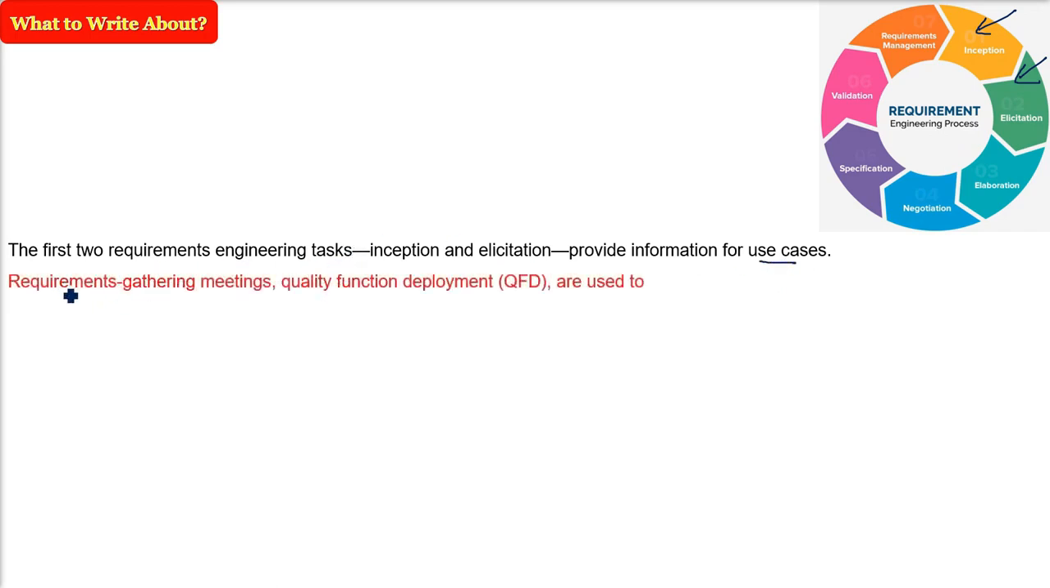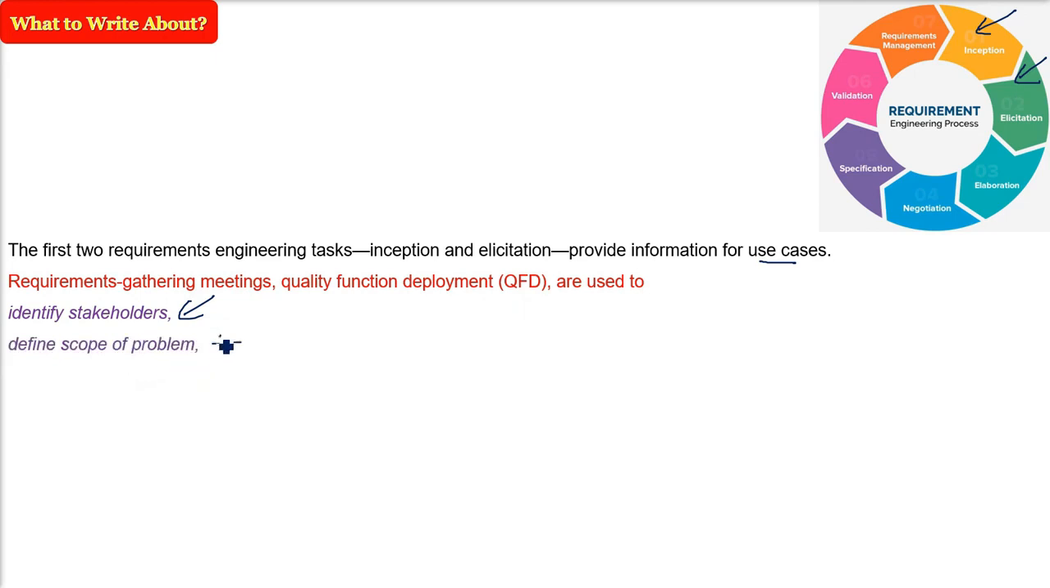Along with this, there are other methods we discussed, that is the requirements gathering meetings. Then we have QFD, quality function deployment. This can also be used. There are various methods. We use them to first of all identify the stakeholders. Who are the stakeholders who are going to use it? We have to define the scope of the problem.